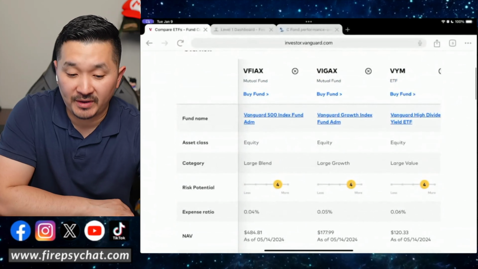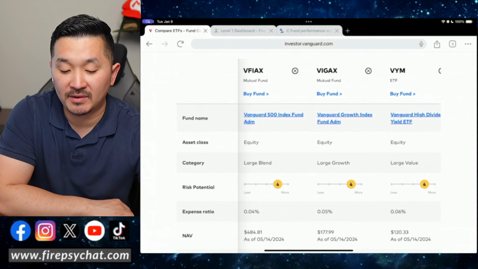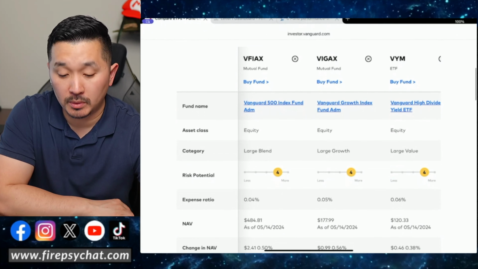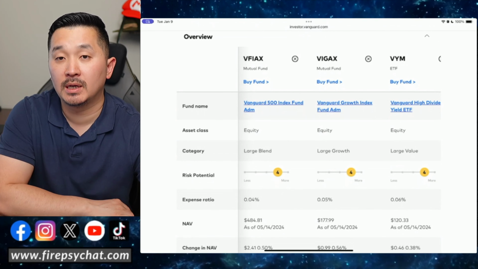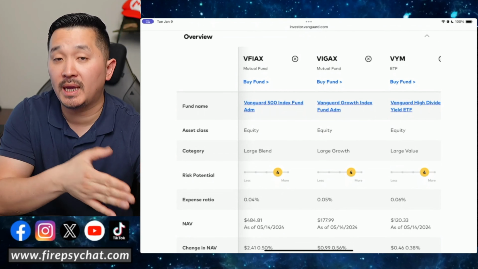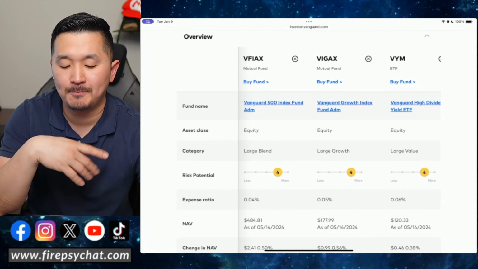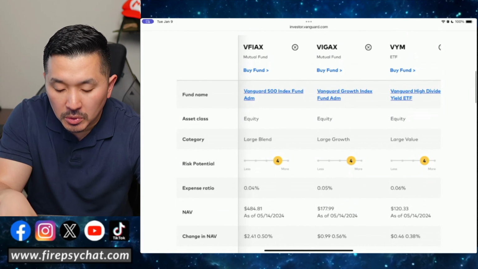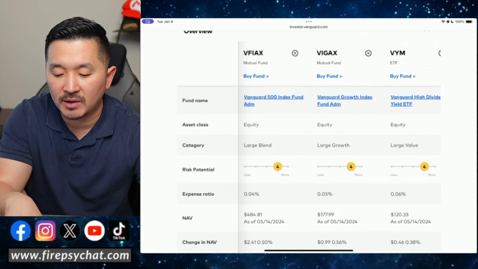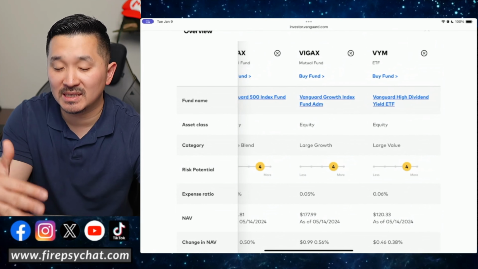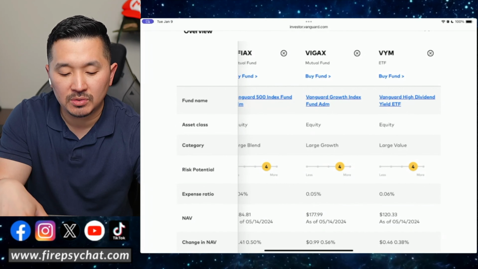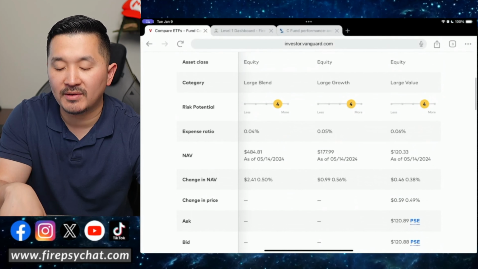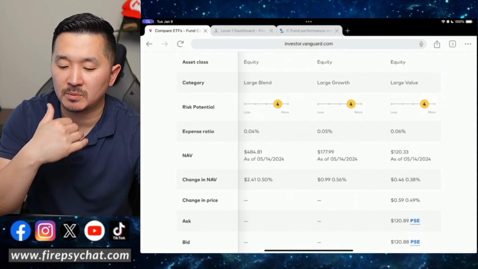So you have VFIAX, that's an S&P 500 index fund, asset class equity. So that one is large blend. So that's a blending between growth and value stocks. Okay. Now, on the right side, you're going to see VIGAX, that is growth index fund. And then the far right one, that's VYM, high dividend yield ETF. And it's going to tell you the expense ratio at 0.04%, 0.05, and 0.06. Those are all really cheap, right?